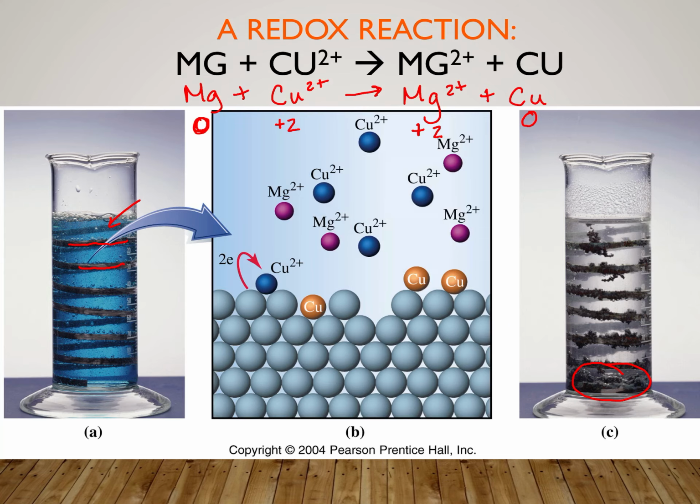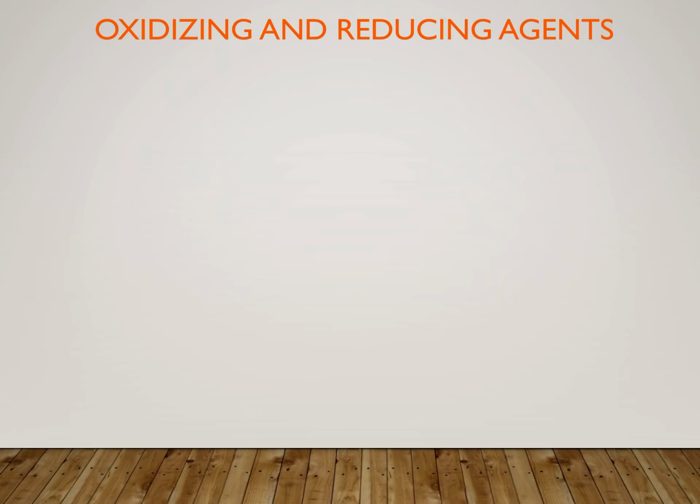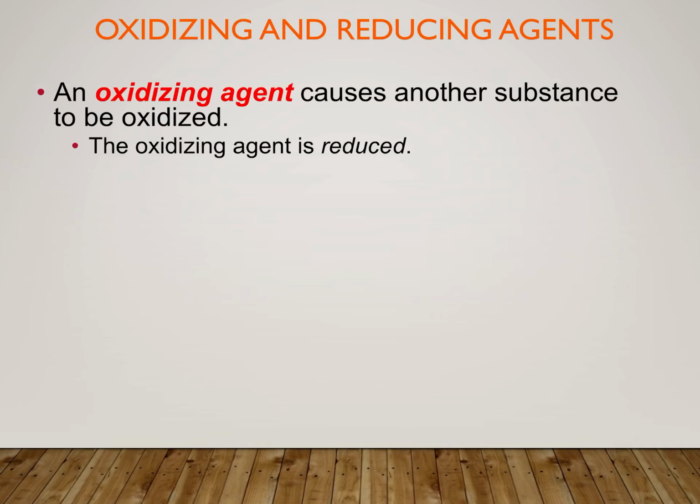The copper will form a solid, and the magnesium will start to dissolve. That's why we see the color change. It's actually really cool. But so let's go and talk about oxidizing and reducing agents.